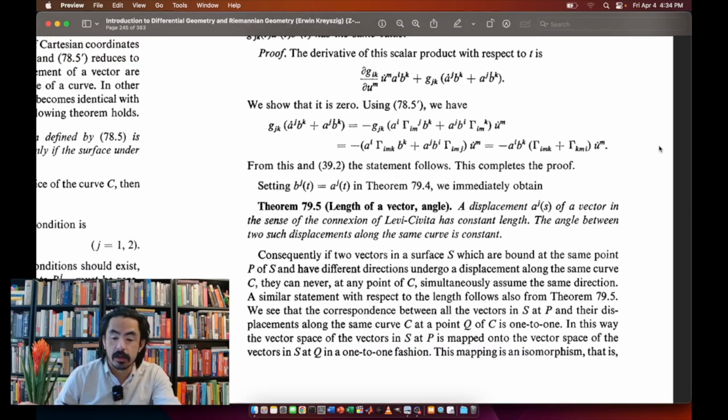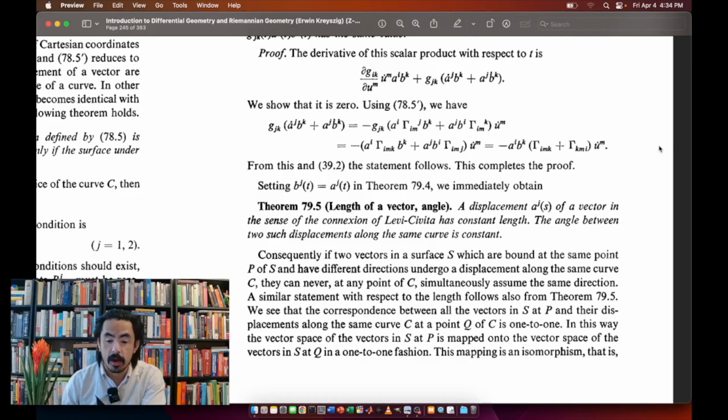Consequently, if two vectors in a surface S which are bound at the same point P of S and have different directions undergo a displacement along the same curve C, they can never at any point of C simultaneously assume the same direction. A similar statement with respect to the length follows also from theorem 79.5, which I just read.